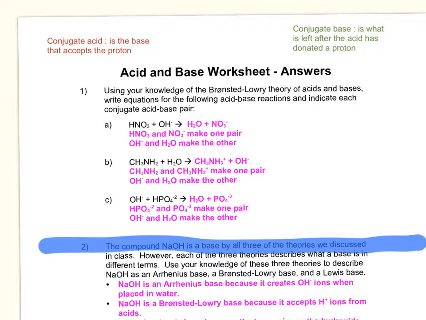Okay, so this is an acid-base worksheet, and in each of the following three chemical reactions, you should be able to pick out the acid, the base, and the conjugate acid-base pair. So a conjugate acid is the base that accepts the proton, and a conjugate base is what is left after the acid has donated a proton.